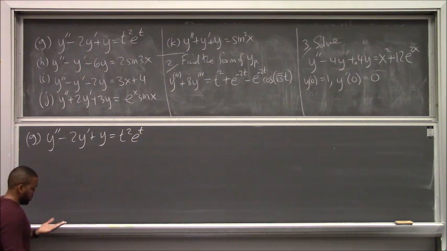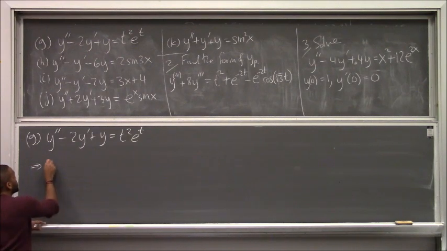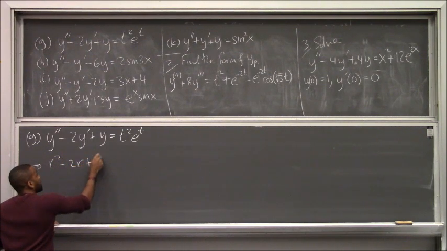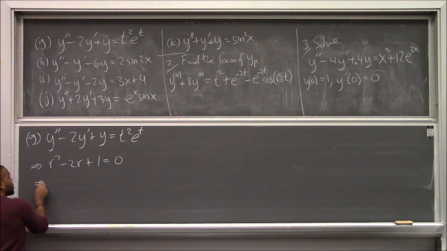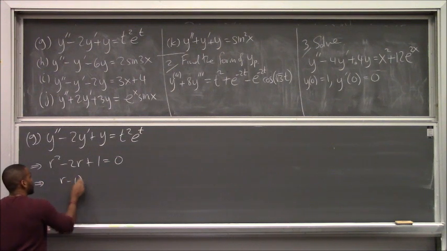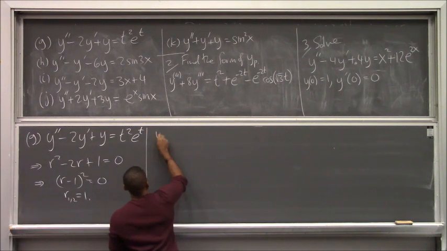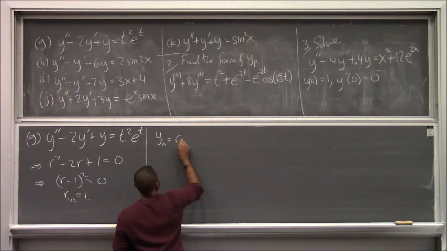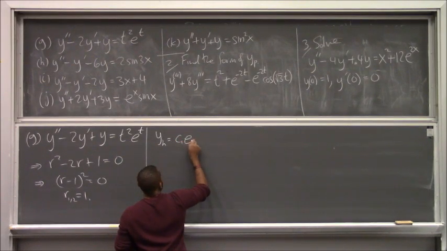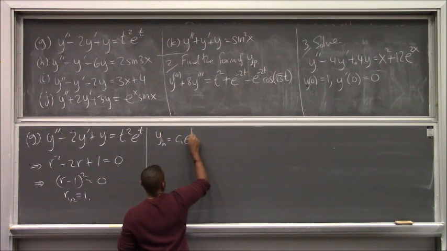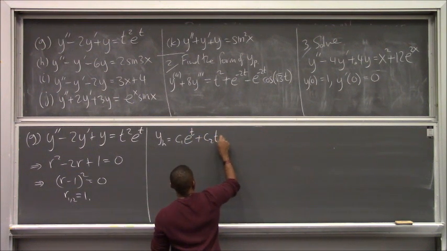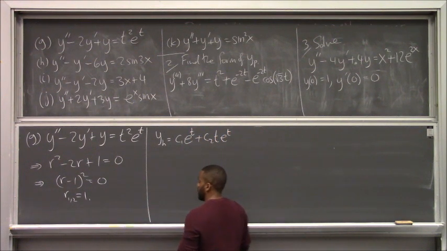Okay, so remember, first step: homogeneous. How do you find it? r squared minus 2r plus 1, which is (r minus 1) squared. So the homogeneous is c1 e to the t plus c2 t e to the t. Okay. Next step.